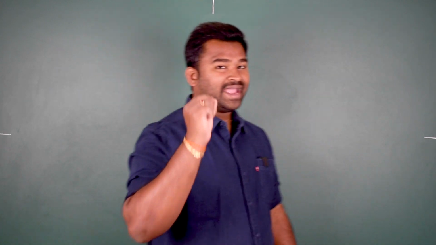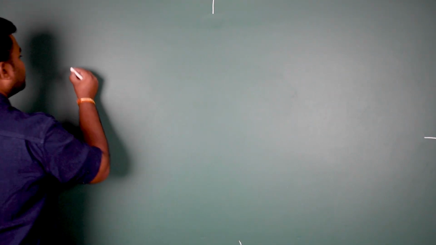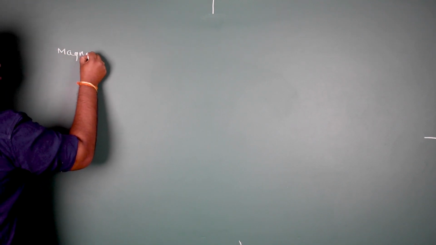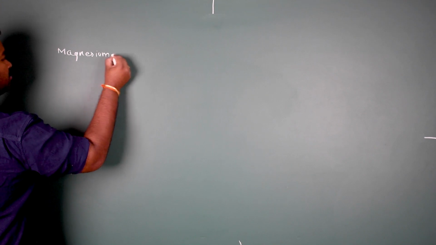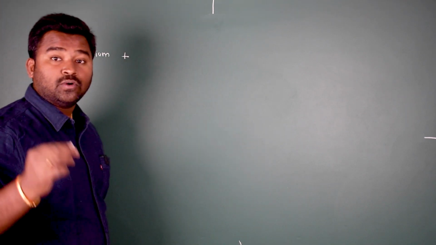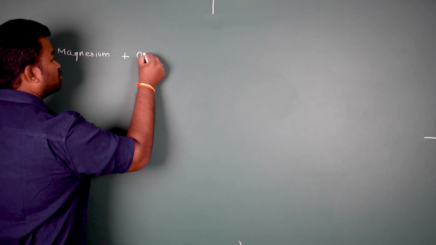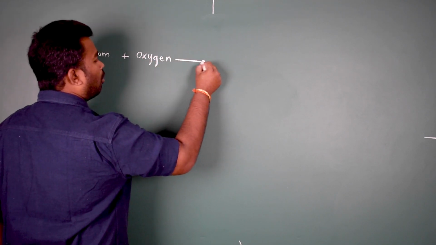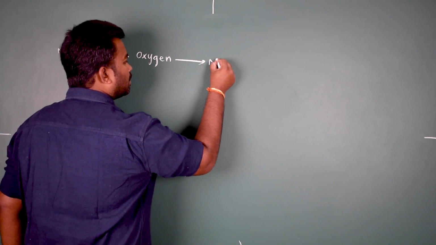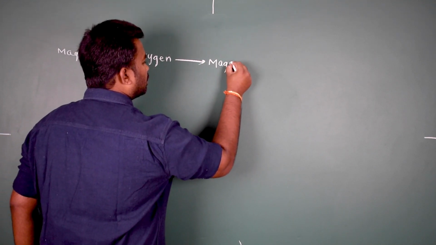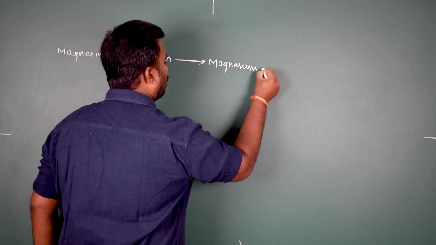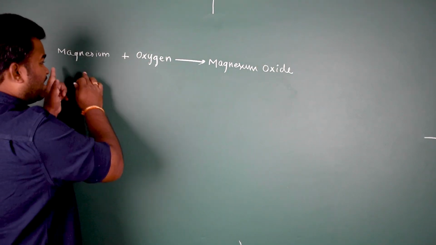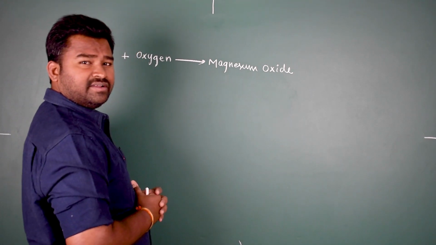we used a magnesium ribbon. What is it? We used a magnesium ribbon which was allowed to react with oxygen. And what was the product that we obtained? Magnesium oxide. Correct? So do you understand anything in the way I represented here?